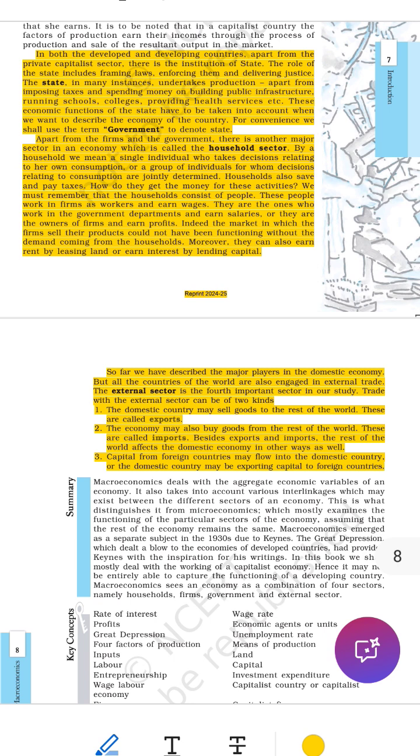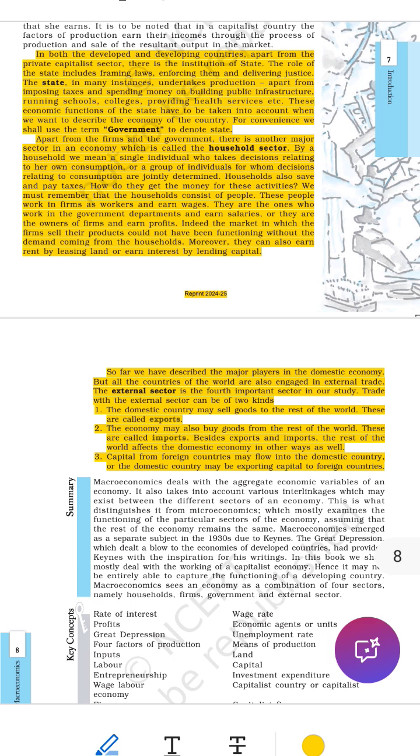Apart from imposing taxes and spending money on building public infrastructure, running schools, colleges, providing health services, etc., the government does more than just making laws. It builds things like roads, bridges, airports. It runs schools and colleges. It builds hospitals and gives free or cheap healthcare. It collects taxes, money people pay to do all this work.